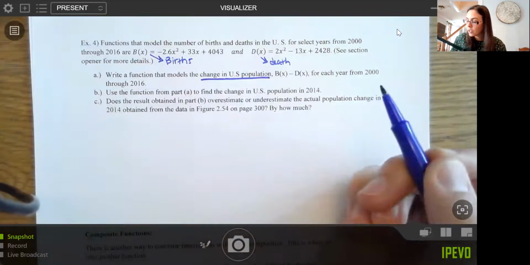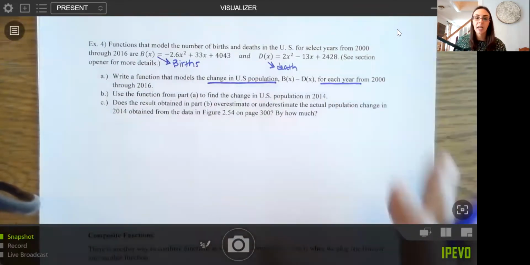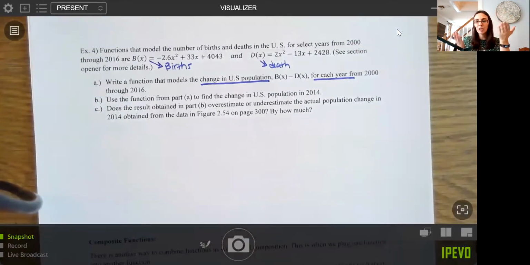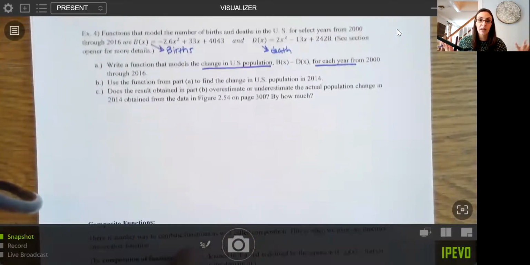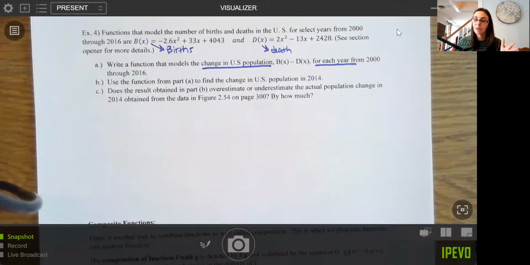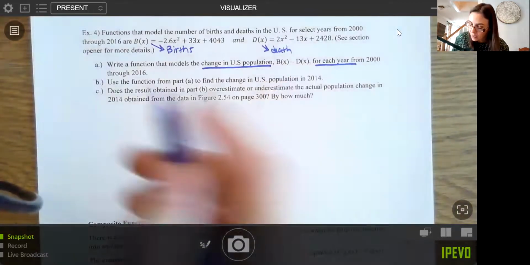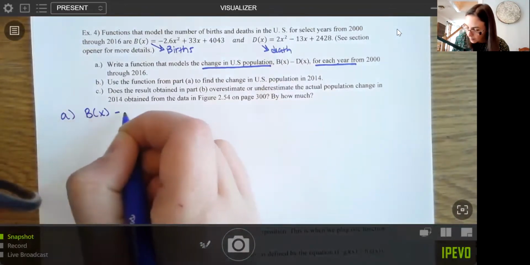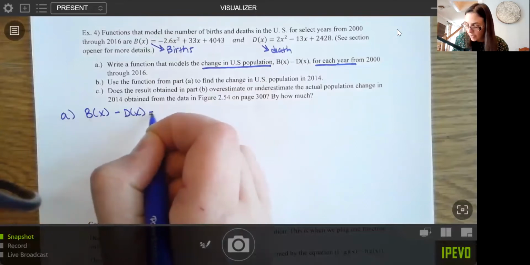So for A, we want to write a function that models the change in the US population for each year. So if you think about this, births are adding to the population and deaths are decreasing the population. So the change in the overall number of people, I guess in the US, would be births minus deaths. So that's why we want this function here. That's gonna be our first step. So we're just gonna subtract those two functions.